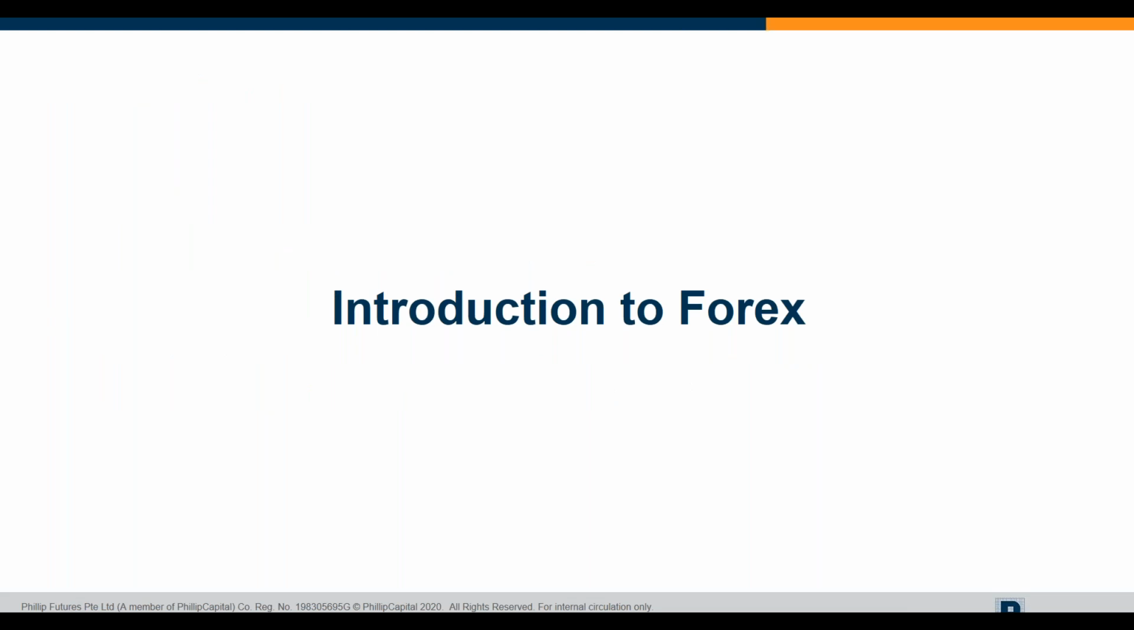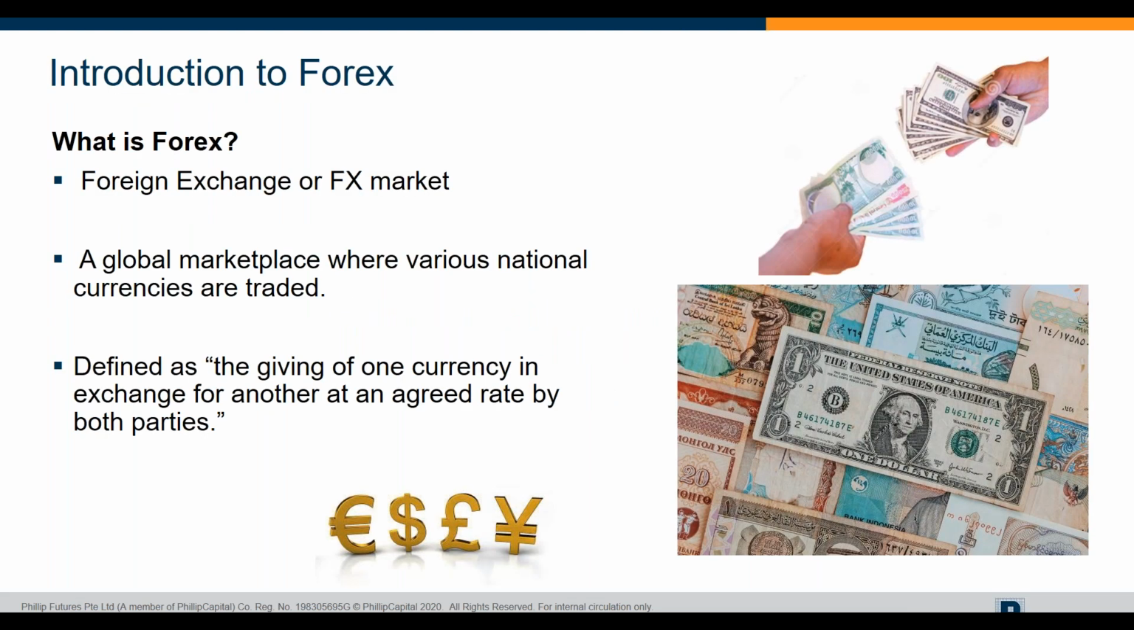Introduction to Forex. What is Forex? Forex is actually foreign exchange, or it is known as the FX market. It is a global marketplace where various national currencies are traded, and it can also be defined as the giving of one currency in exchange for another at an agreed rate by both parties.